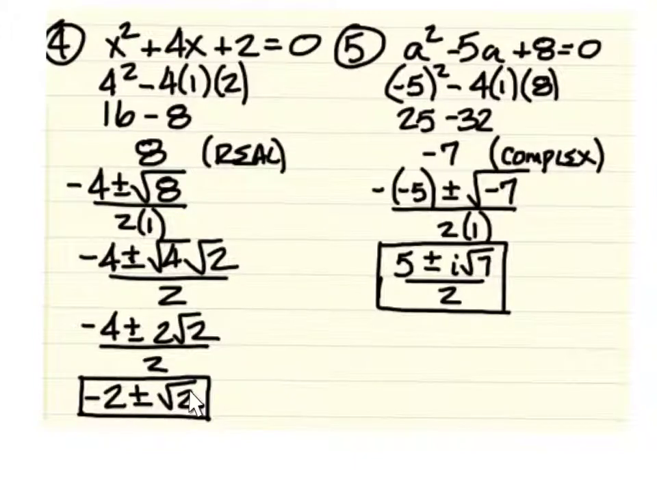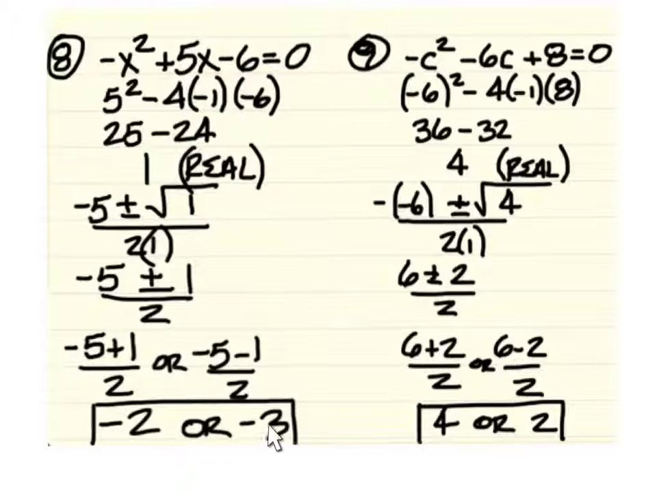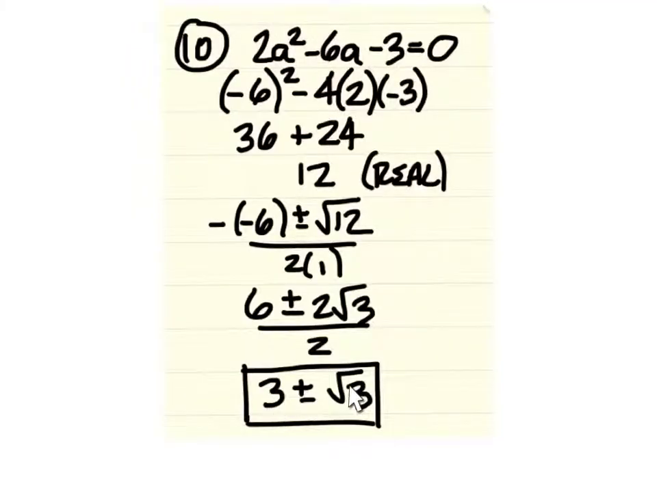4 is negative 2 plus or minus square root of 2. 5 is 5 plus or minus I square root of 7 over 2. 6 is 3 plus or minus I square root of 31 over 2. 7 is 7 plus or minus square root of 61 over 2. 8 is negative 2 or negative 3. 9 is 4, or not negative, but positive 2. 10 is 3 plus or minus the square root of 3.